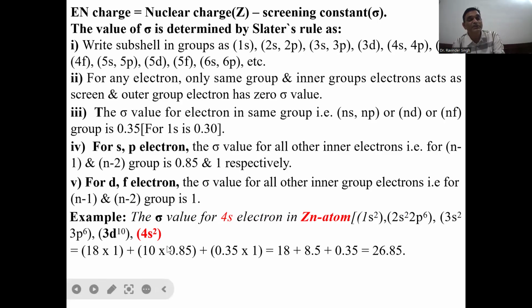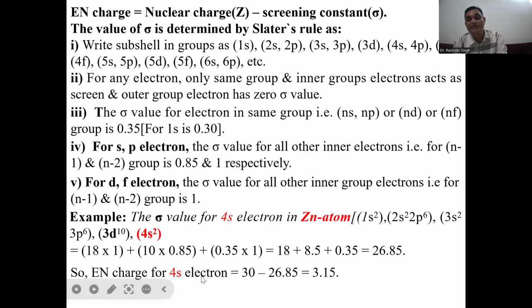So 10 multiplied by 0.85, and all other inner electrons, n minus 2 and the inner ones. So total are 18 electrons: 6 plus 2, 8, 6 plus 2, 8, and 2, 8, 16 to 18. 18 multiplied by 1. So the answer comes out to be 26.85, the screening constant value.